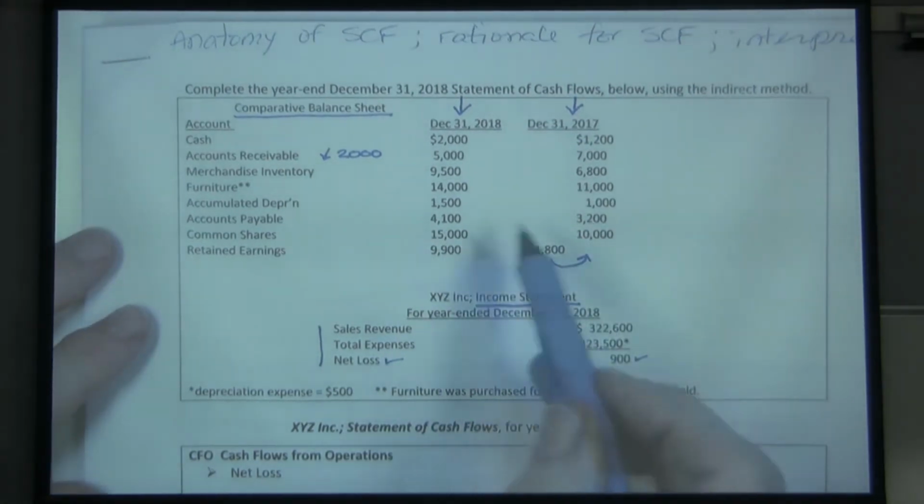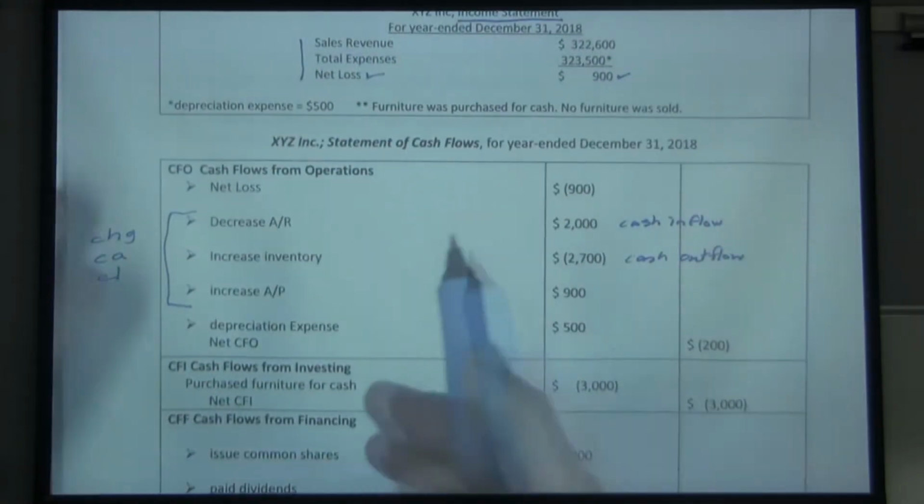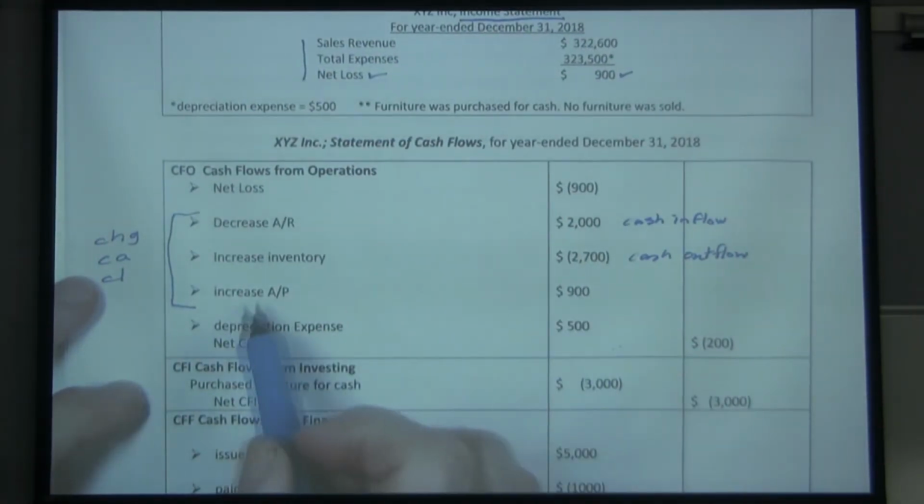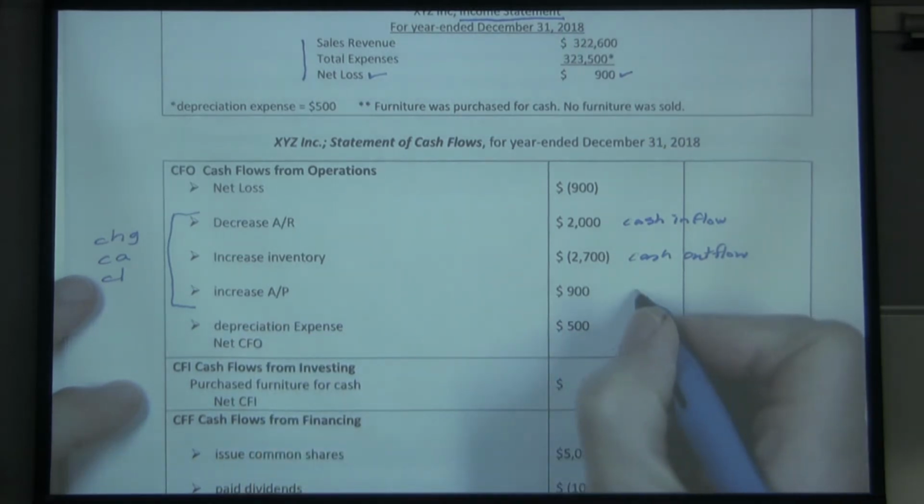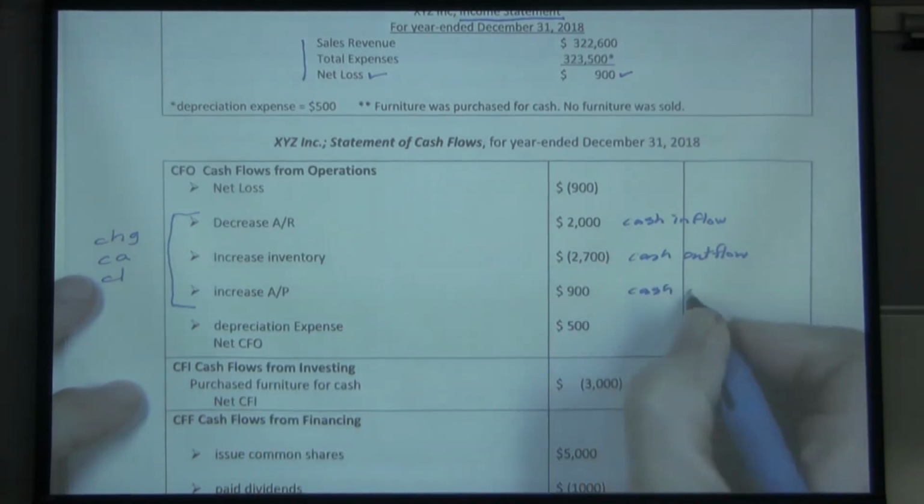So the difference here is $900. We're going to record that as obviously an increase to accounts payable, and that $900 will be a cash inflow.